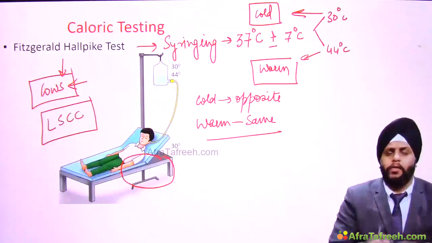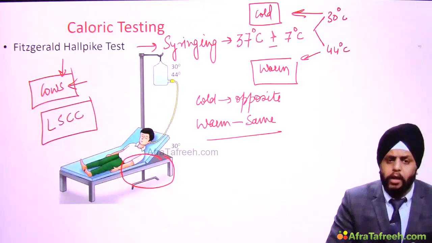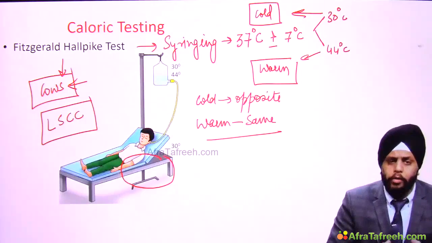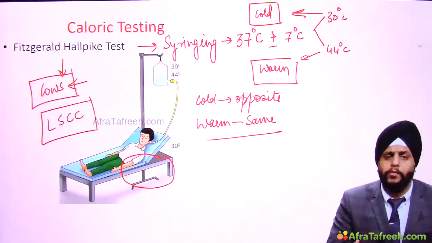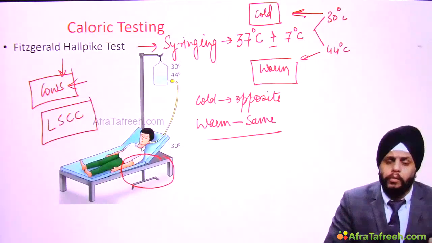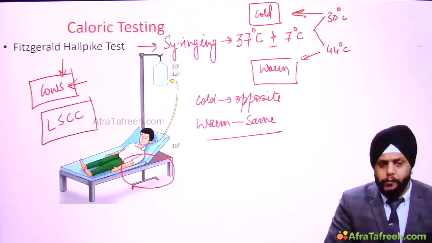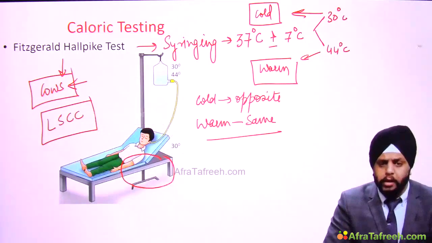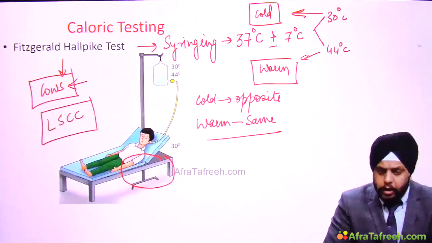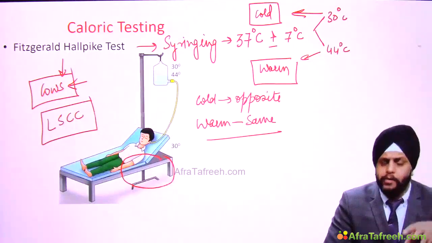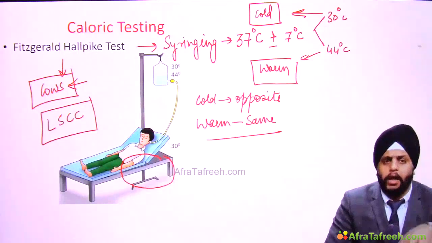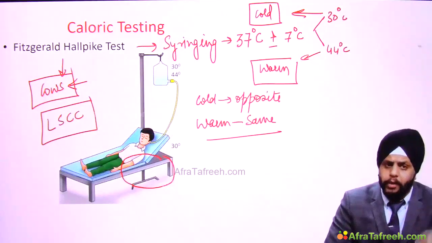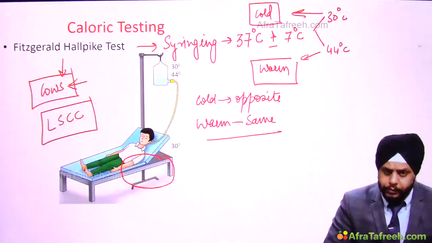Now what is the advantage of this test? The advantage is clear. You want to see whether something is alive, something is functioning, you give a stimulus. If the response comes, you know it is working. If there is no response, that means it is not working. If the response is less than appropriate, that means it is diseased. If the response is delayed, that means again there is a problem. So this is how we can diagnose the problem of vestibular labyrinth by the Fitzgerald-Hall-Pike test.